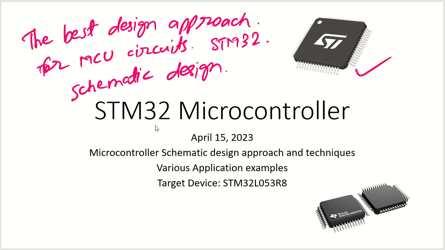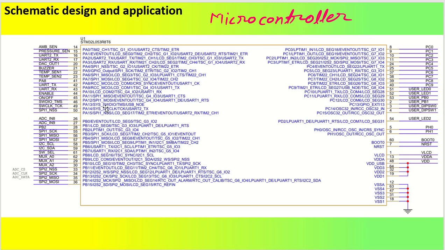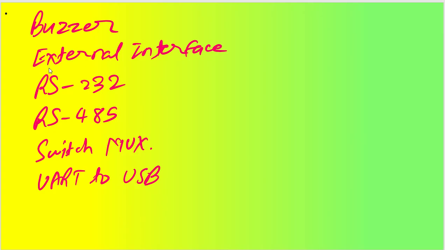As we were continuing with STM32 microcontroller application design, we had seen some of the interfaces, this particular symbol as well, and the different peripherals that were connected. Some of the topics remaining from my previous session are external interfaces like RS232, RS485, multiplexer switch, and UART to USB interface. In this session, we'll try to understand how we are going to design these interfaces.